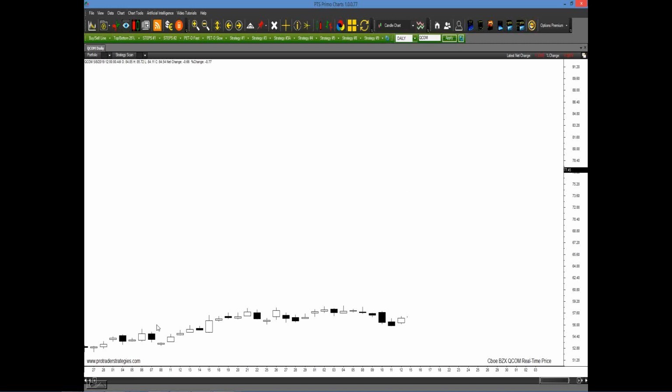Okay, so we're looking at QCOM. Once again, doesn't seem like much is happening here, right? It looks like a basic kind of chart of a stock you'd like to stay away from.